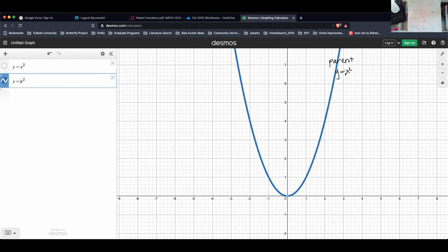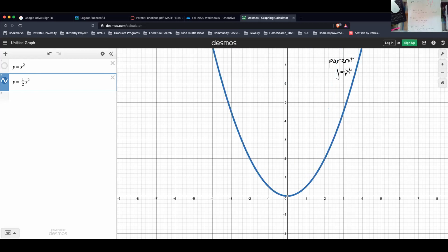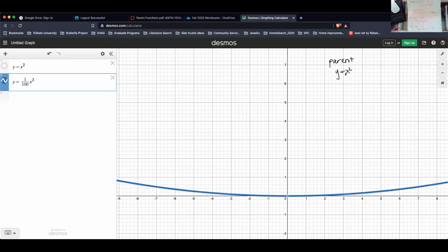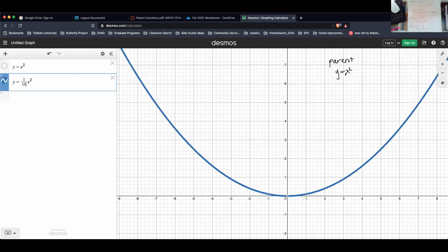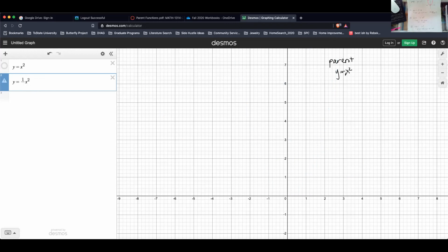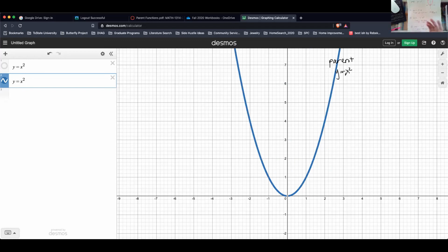Okay. And I said before that if I multiplied this by a fraction, like 1 over 2, it should get wider. And maybe a smaller fraction, maybe like 1 over 100, super wide. Maybe we'll go something like 1 over 25, still pretty wide. 1 over 10, 1 over 4. But you see, we're going to be manipulating these functions and trying to determine what is the best representation of that graph. Now, the thing is, we might have more than one transformation.